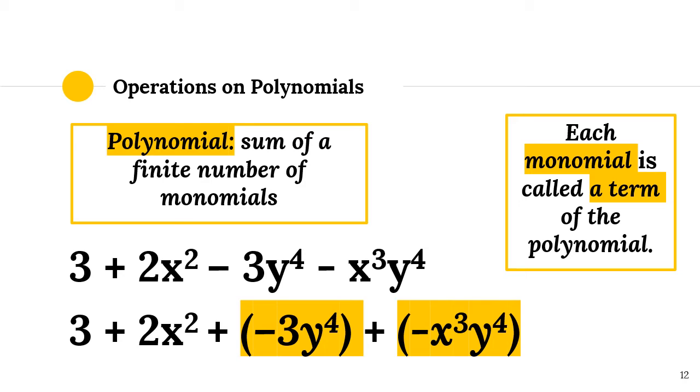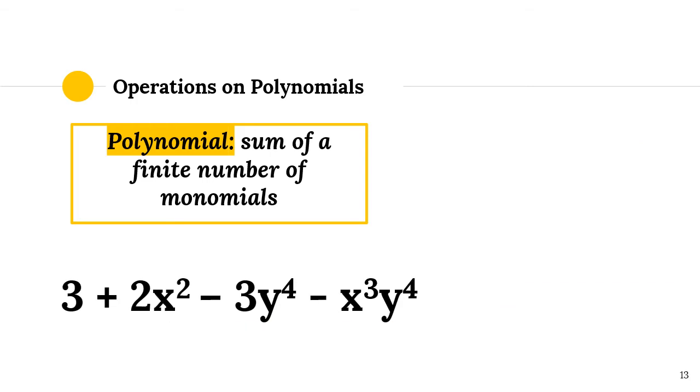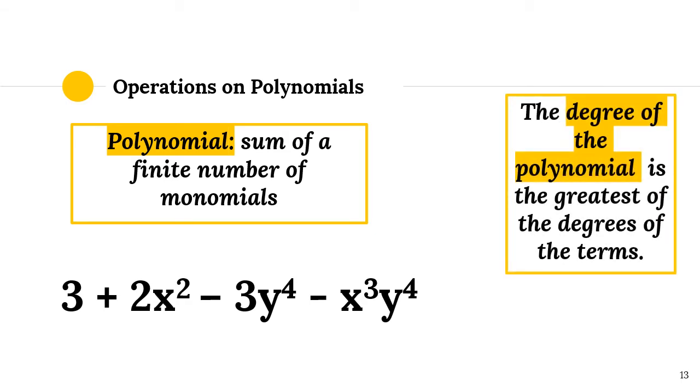Each monomial here, we have 4 monomials. They're called a term of the polynomial. So if we're going to count the number of terms in here, we have 1, 2, 3, 4. So this one has 4 terms. So let's explore a second idea.